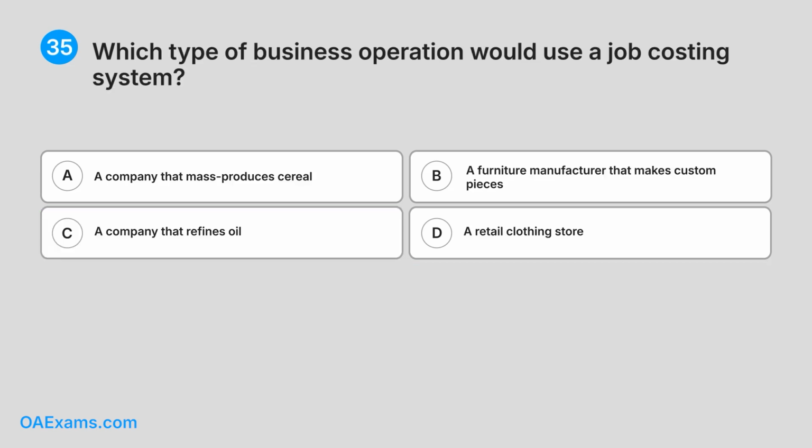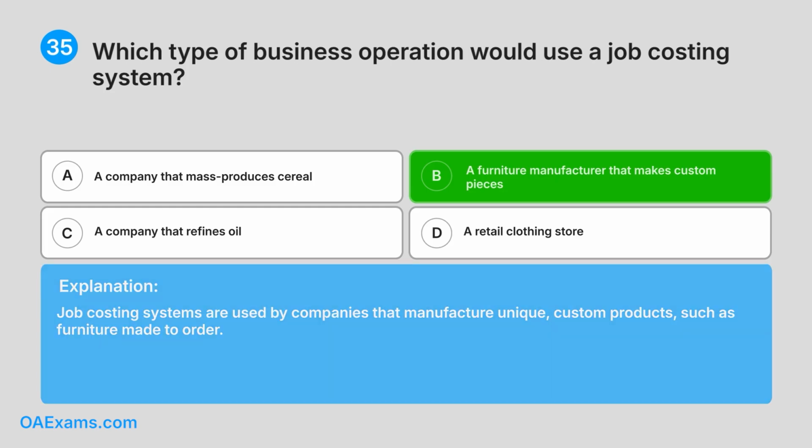35. Which type of business operation would use a job costing system? A. A company that mass produces cereal. B. A furniture manufacturer that makes custom pieces. C. A company that refines oil. D. A retail clothing store. Do you know the answer? Correct answer: B. Explanation: Job costing systems are used by companies that manufacture unique custom products, such as furniture made to order.